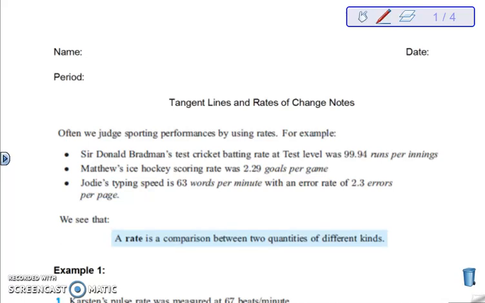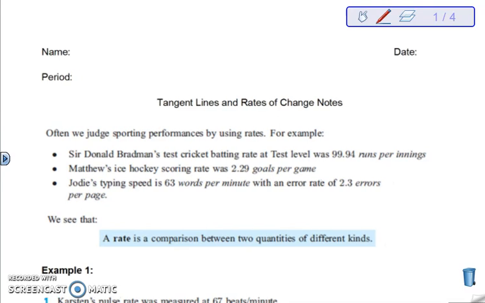All right, welcome. Today we are talking about tangent lines and rates of change. So this is our first topic as we are sort of delving into our introduction to calculus. These concepts should actually be pretty familiar. We just might be using different terms than maybe what you're used to.